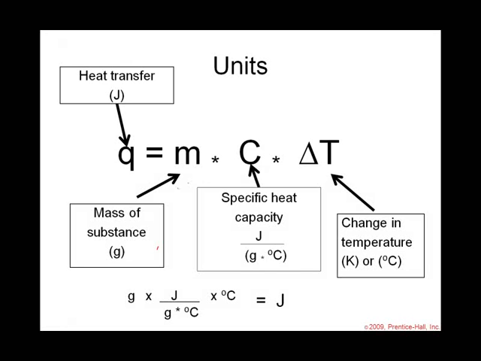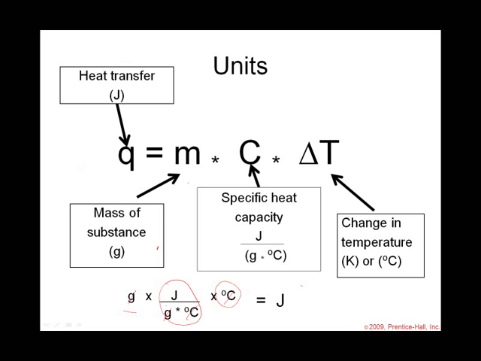Okay. So when you do that, what you end up with is grams for the mass times this C, which is joules per gram degrees C, times your change in temperature, which is degrees C. And what happens when you set up those units is the grams cancel, the degrees C cancel, and you're left with just joules. That's why the units are funky on the C.